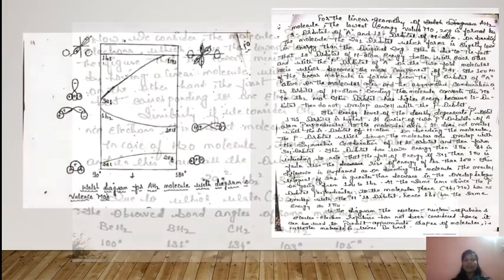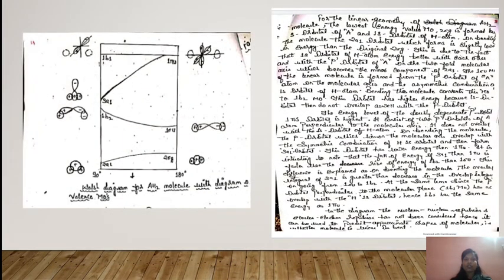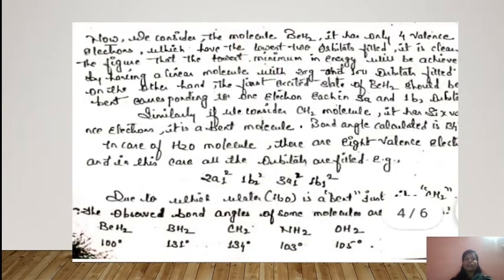Let's go to the previous page. This 2a1, 1b2, two electrons in each, further 1, 2, 3, 4, 5, 6, 7, 8 electrons: 2a1 2, 1b2 2, 3a1 2, 1b1 2. Like this, we can fill the electrons. So in the case of H2O molecules, there are 8 valence electrons, and all the orbitals are filled, that is 2a1 square, 1b2 square, 3a1 square, 1b1 square. Due to this, water always acquires a bent shape like CH2.